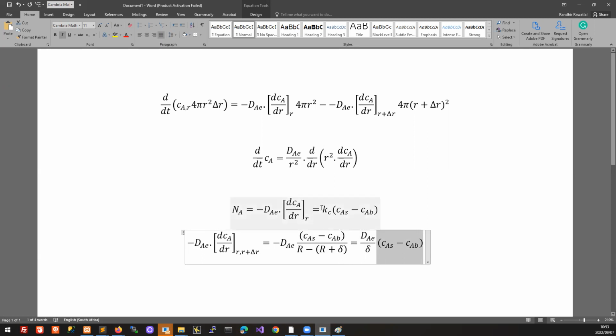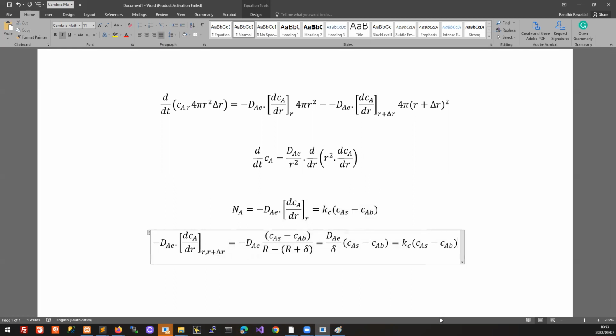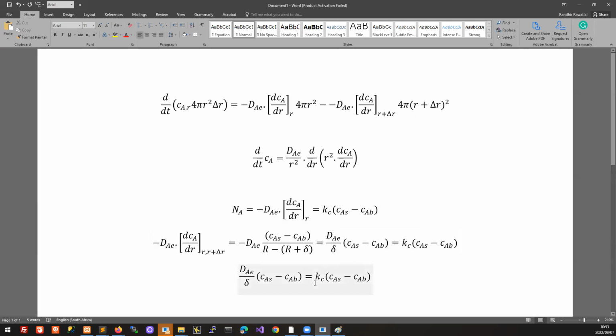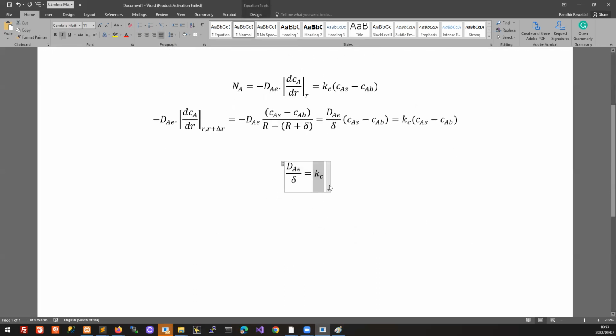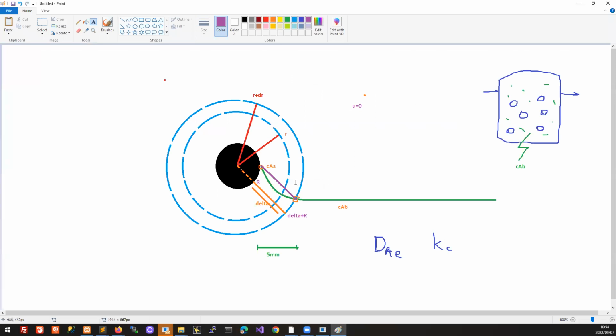And then if you look at what we proposed up here, we said that that molar flux equals this. So that equals that. And so looking at this equation, we can just get rid of the driving force. So we've got the same driving force term on both sides. And that gives us the relationship between diffusivity and your mass transfer coefficient. Okay, so that's the approximation that we come up with.